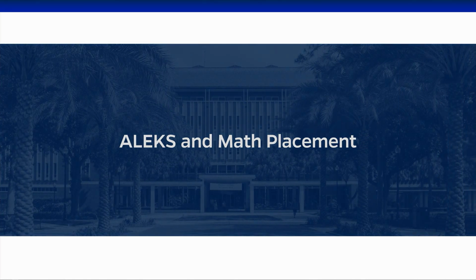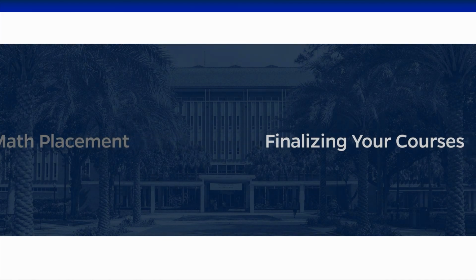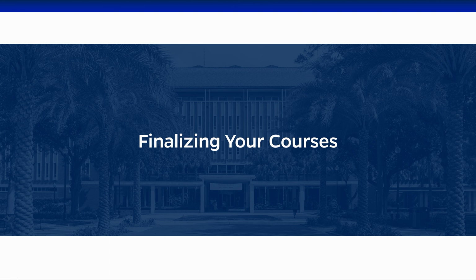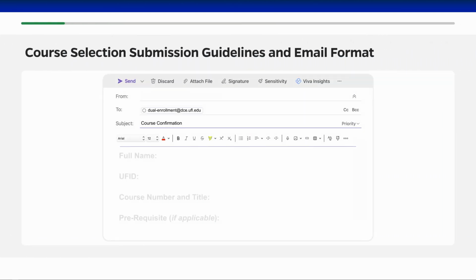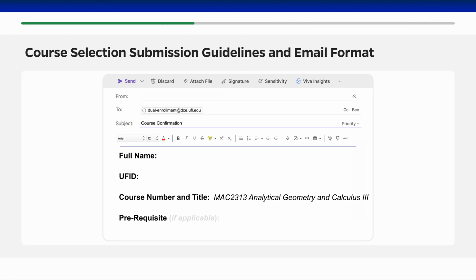We have covered ALEKS and math placement. Now let's find out how to submit our course request for registration. You will be emailing your course request after this video. Please email your course selection in this format to dual-enrollment@dce.ufl.edu. You will include your full name, your UFID number, the course number and title, for example, MAC 2313, Analytical Geometry and Calculus 3. You will list any prerequisite, if applicable.